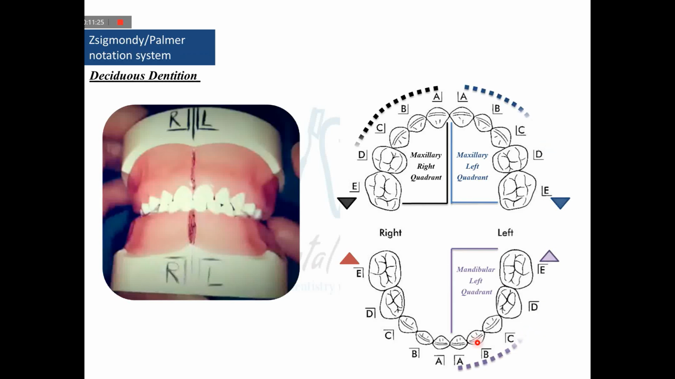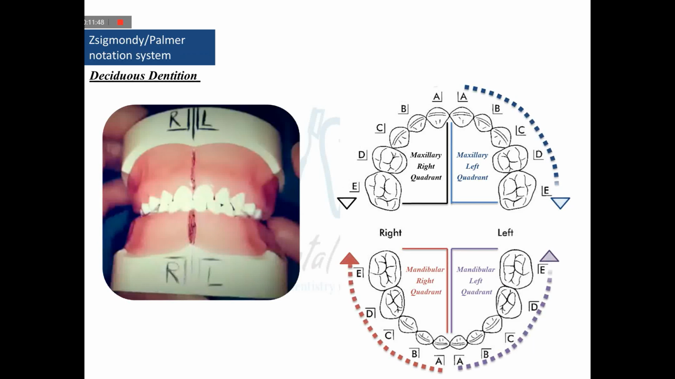symbol. For the mandibular left lateral incisor, we draw up this vertically flipped L shape, and then we write B for the lateral incisor. Then again we draw up the respective symbol and we write C in the symbol. Then we draw up another respective symbol for the mandibular left first molar, and in that we write it as D.